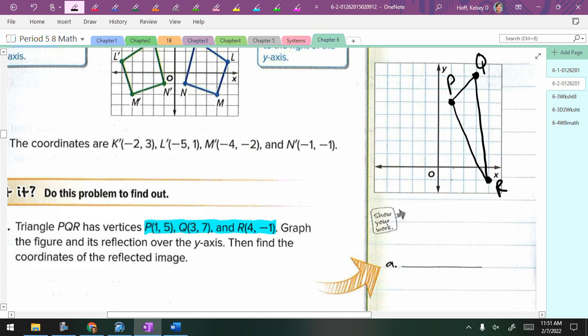Everybody's PQR look like mine? Make sure you label your points. We start flipping things around. Tomorrow we're going to spin them. They start changing letters. All right, we're going over the y-axis.